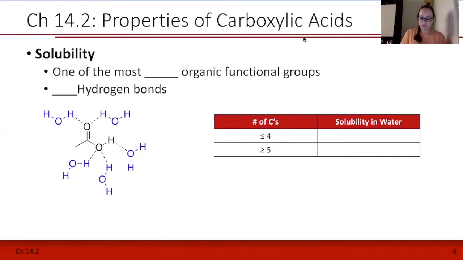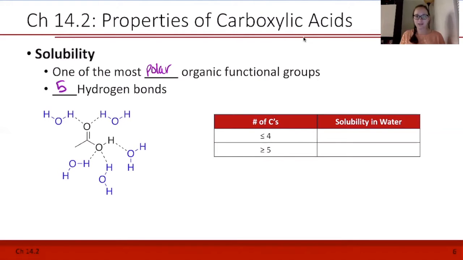carboxylic acids are one of the most polar organic functional groups. And this is because there's a lot of hydrogen bonds. So if you see in this interaction picture here, each lone pair on each oxygen can have two hydrogen bonds, and then the hydrogen of the alcohol can also have a hydrogen bond. So it's kind of like putting a ketone right next to an alcohol. So you have 5 hydrogen bonds all concentrated in one area.